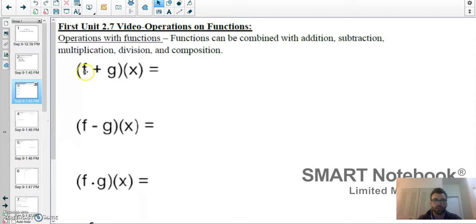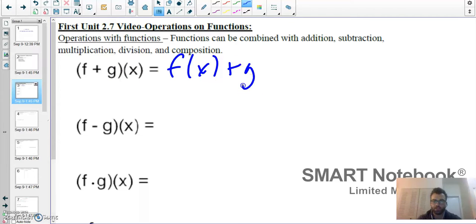First of all, what does this mean? This means f of x plus g of x. This does not mean f plus g times x. What we're literally doing is adding our two functions together. We're going to be given two functions, and we're going to combine those two.